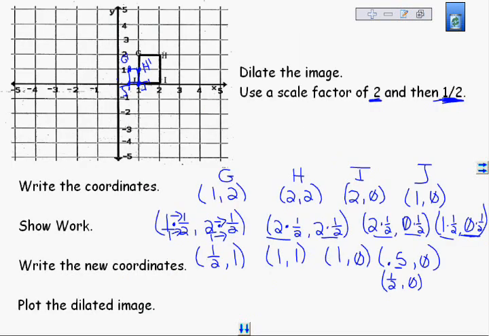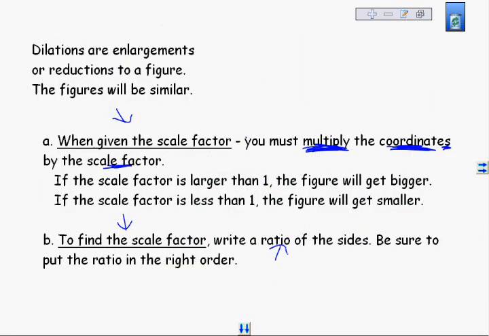And that is how you find scale factor. Write a ratio of the sides. Be sure to put the ratio in the right order. By that we mean new over old, and make sure they correspond.